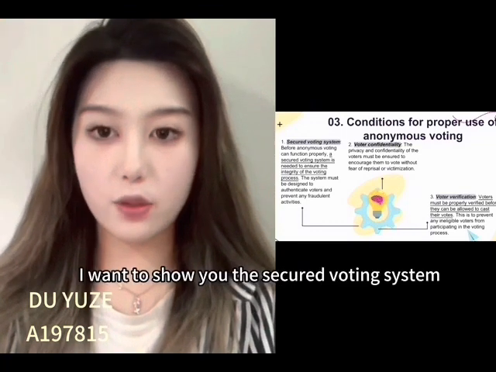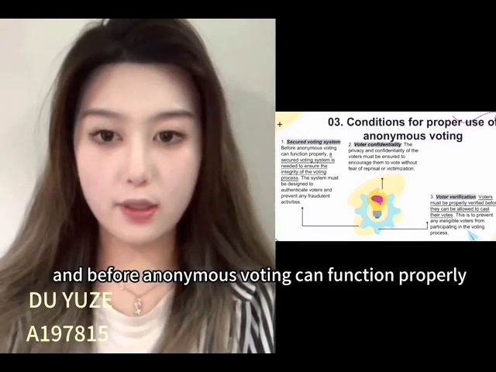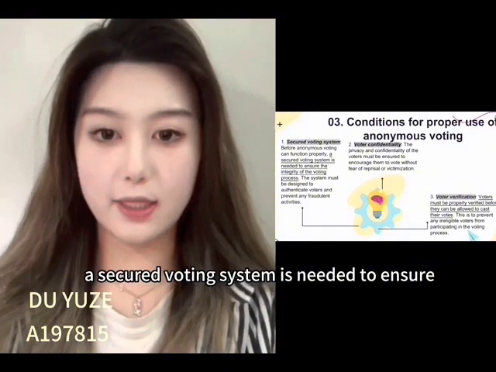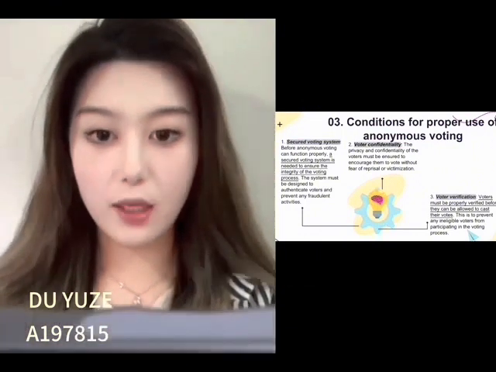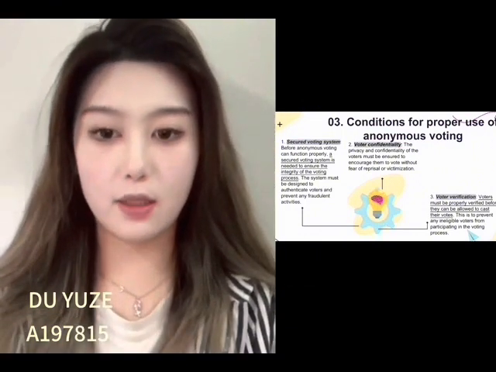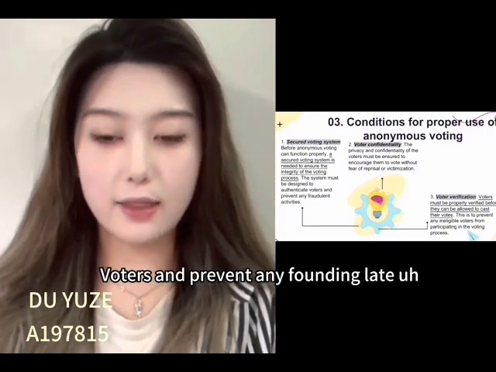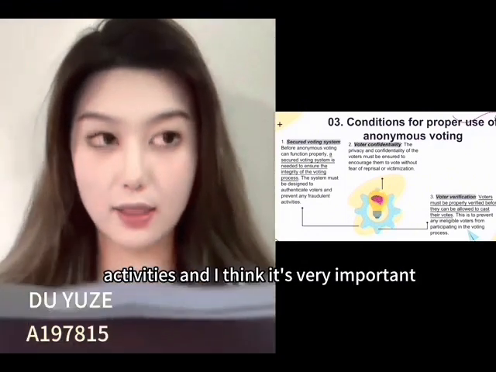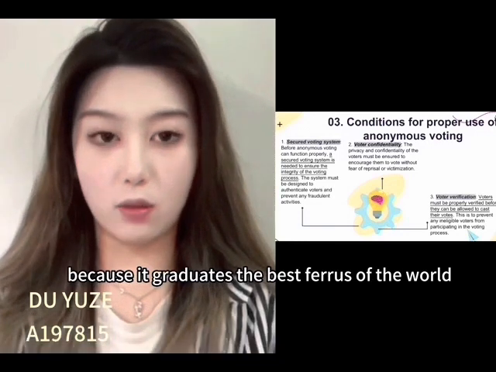I want to introduce the five parts and the conditions for proper use of anonymous voting. First, I want to show you the secret voting system. Before anonymous voting can function properly, a secret voting system is needed to ensure the integrity of the voting process. The system must be designed to authenticate voters and prevent any fraudulent activities. And I think it's very important because it guarantees the fairness of the vote.